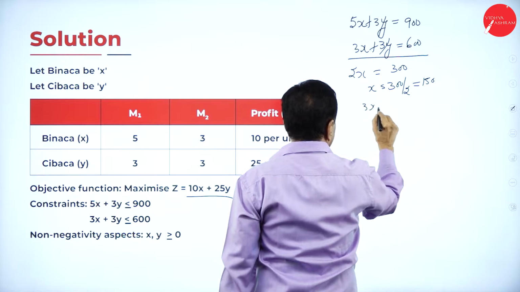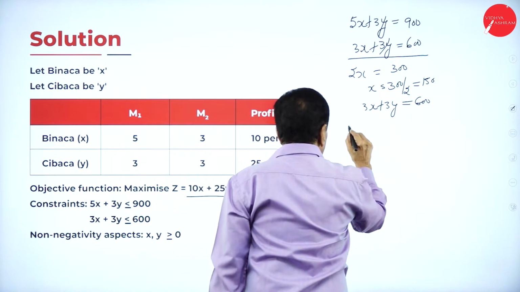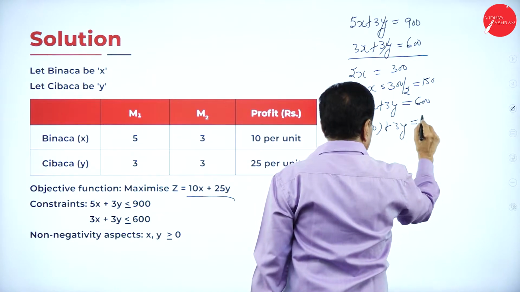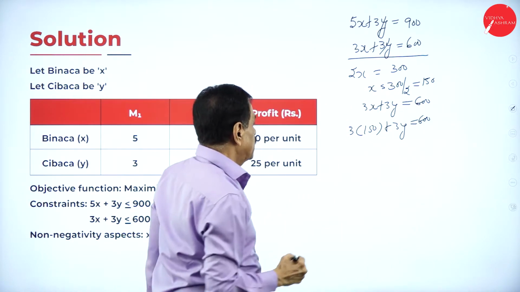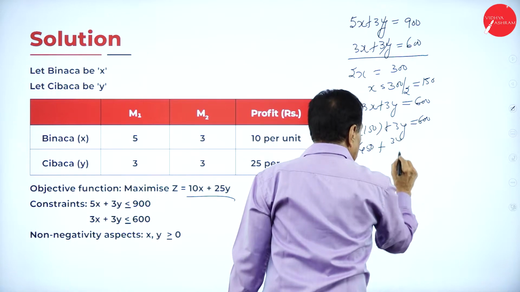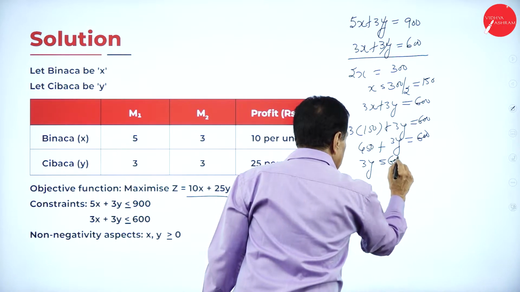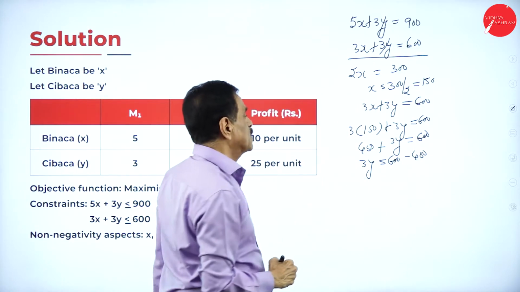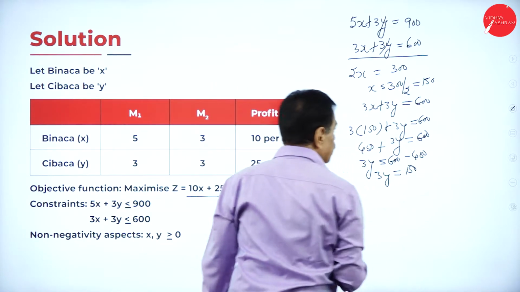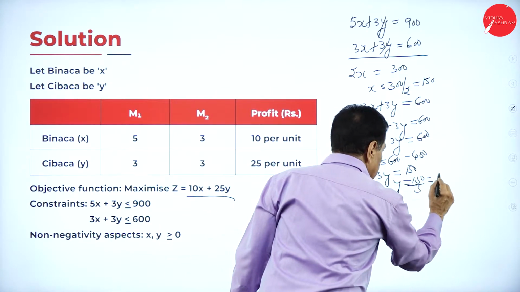Then 3x plus 3y is equal to 600. 3 into 150 is 450, plus 3y is equal to 600. 3y is equal to 600 minus 450, which is 150. Y is equal to 150 divided by 3, which is 50.